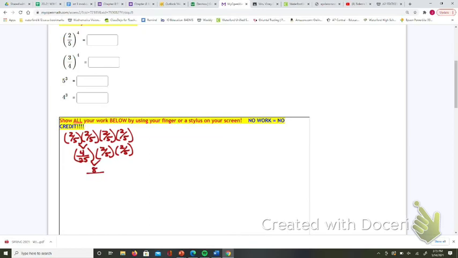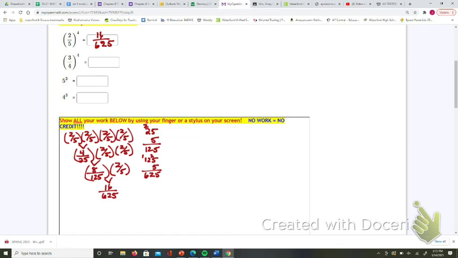25 times 5. 5 times 5 is 25, carry the 2. 5 times 2 is 10, plus 2 is 12. 125 times 2/5. 8 times 2 is 16. 125 times 5. 5 times 5 is 25, carry the 2. 5 times 2 is 10, plus 2 is 12, carry the 1. 5 times 1 is 5, plus 1 is 6. So 16 over 625.